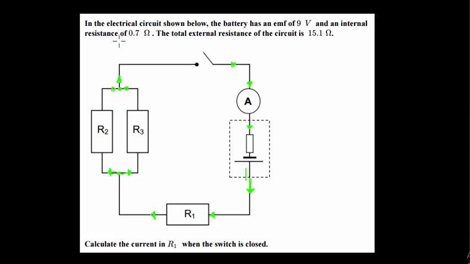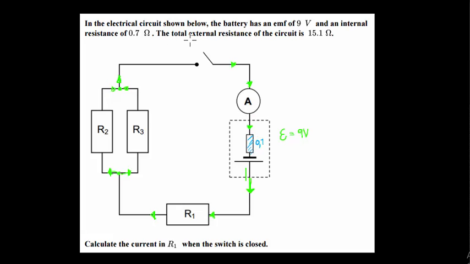Now let's quickly read what they tell us about the circuit. In the electric circuit shown below, the battery has an EMF of 9 volts. If we were to read on the battery how much voltage it supplies, it will tell us 9 volts. The EMF is equal to 9 volts. That's also the voltage we would measure while the circuit is open. And an internal resistance, oh, that's great of them. They've given us the internal resistance is 0.7 ohm. That is the resistance of this battery.